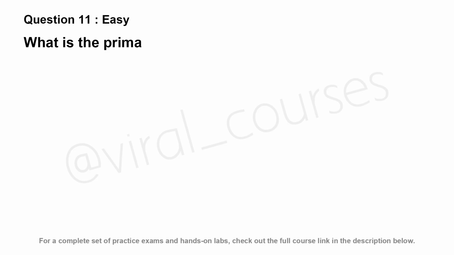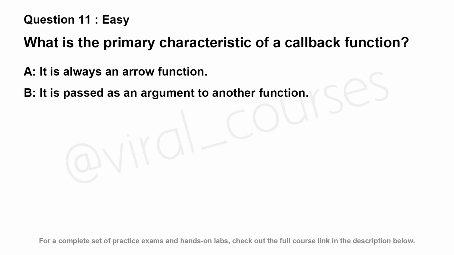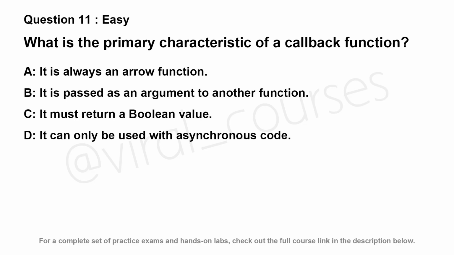What is the primary characteristic of a callback function? Option A. It is always an arrow function. Option B. It is passed as an argument to another function. Option C. It must return a Boolean value. Option D. It can only be used with asynchronous code.